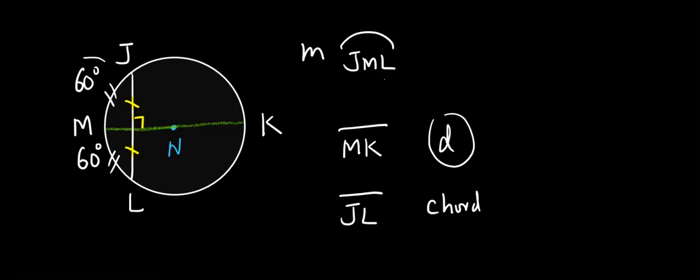Last step, we're going to use the arc addition postulate. 60 and 60, that is 120.